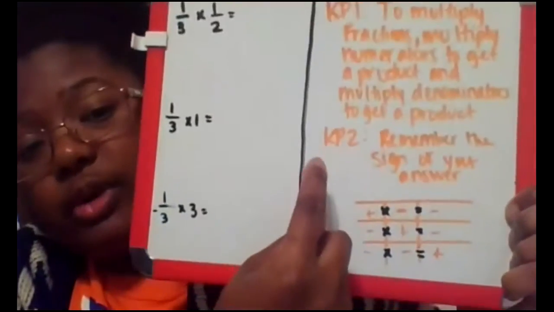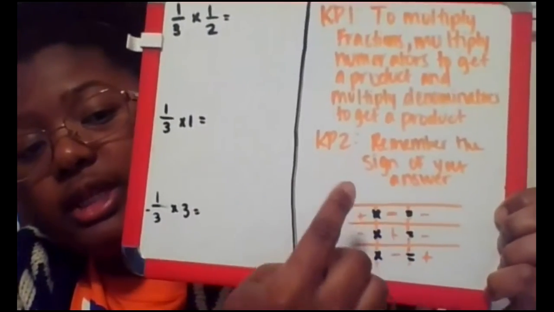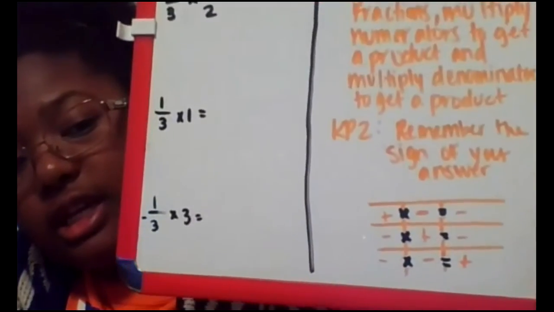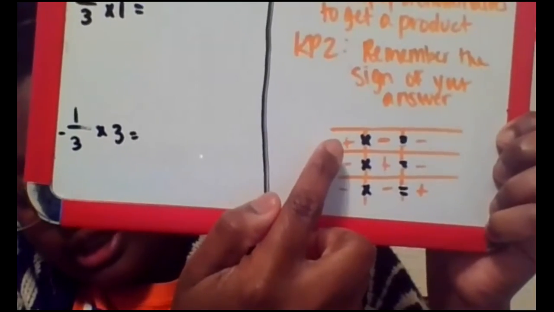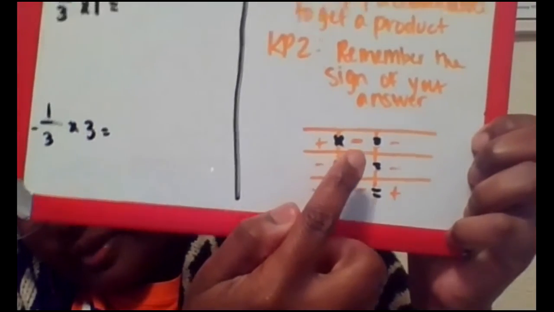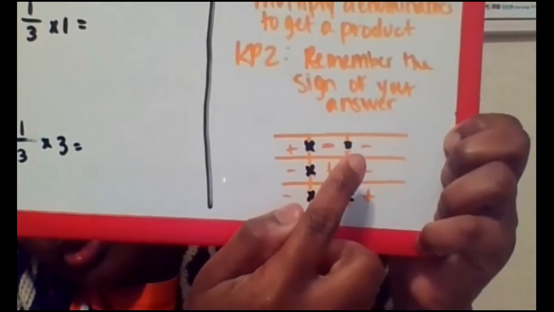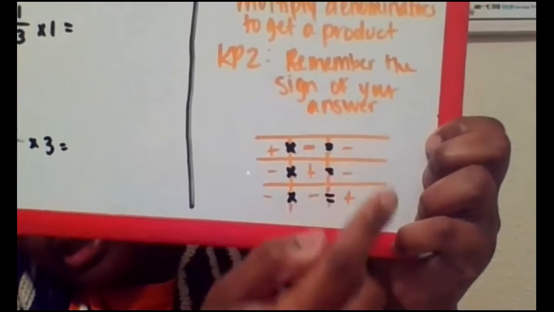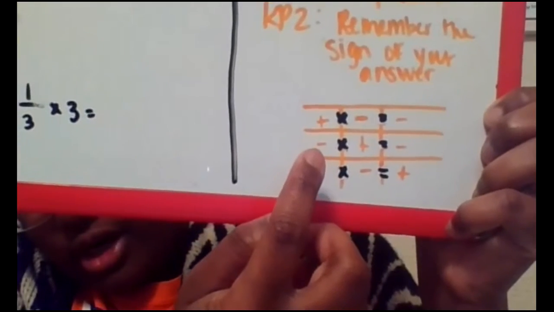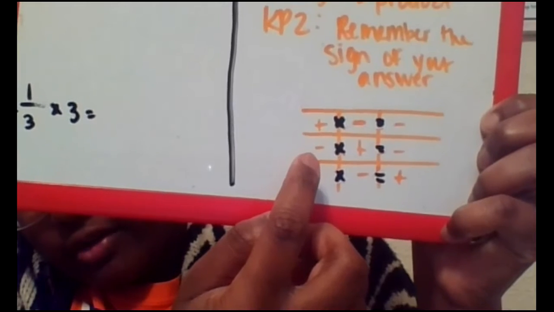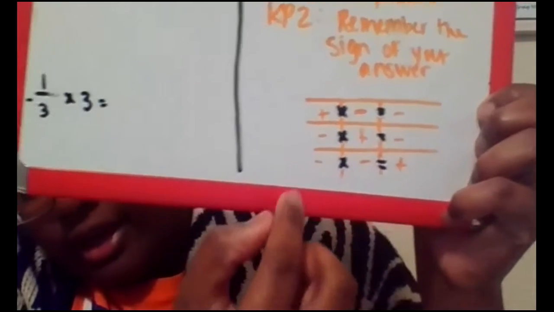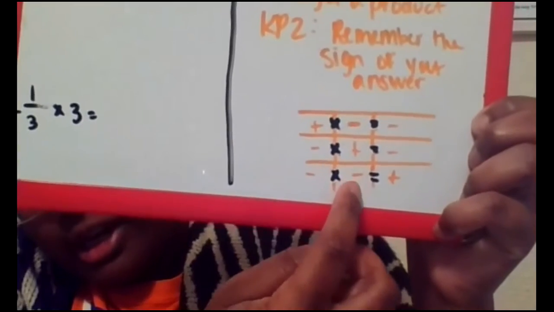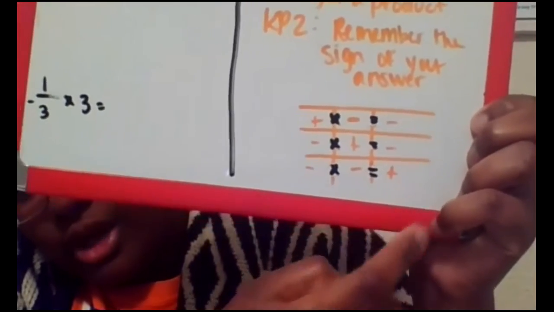Our second key point for today is to remember the sign of the answer. So if you start off with a plus and you are multiplying it by a negative, you're still going to get a negative for your answer. If you are doing a negative and you're multiplying a positive, then you still get a negative. If you multiply a negative by a negative, that turns into a positive. So remember these signs when you are solving.